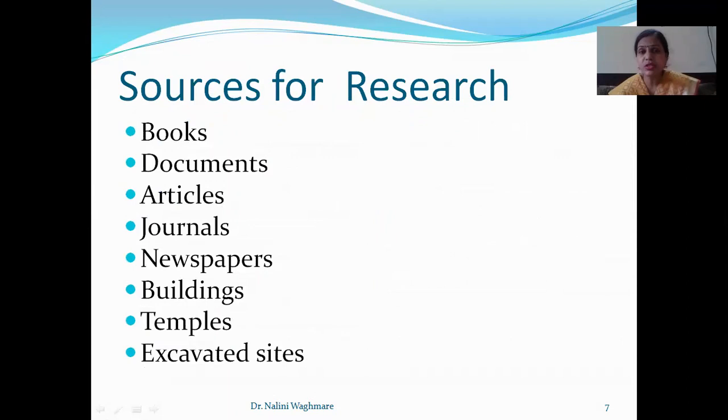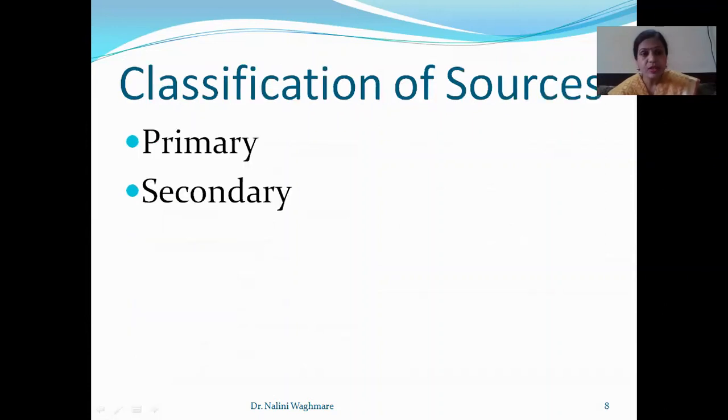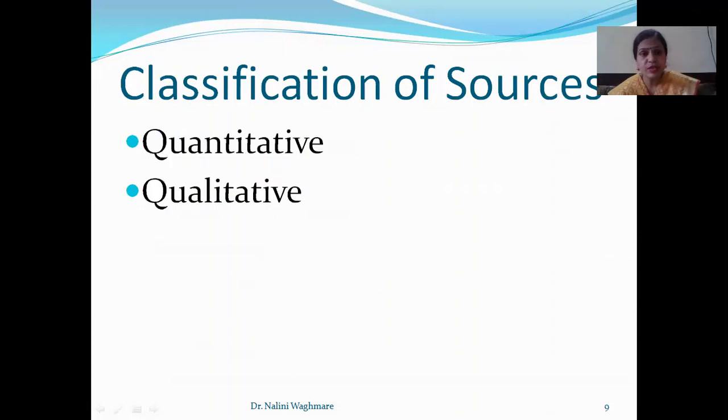Then what are the sources? No source, no history. While doing research, some are the sources, primary and secondary. Both sources are very important for doing research. Books, documents, articles, journals, newspapers, buildings, temples, excavated sites. While doing history research, there are two types of sources we are finding. One is primary sources, and one is secondary sources. Then again the sources are of qualitative and quantitative type.